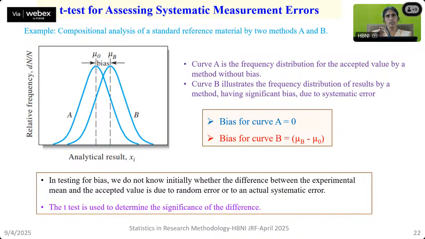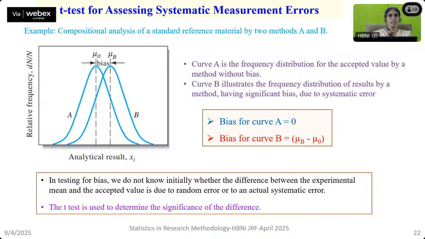Whereas in curve B, you will see that there is a positive shift in the value. So bias is there, which has a positive magnitude. That is nothing but the difference between mu B and mu zero. So curve B has systematic error, whereas curve A does not. You can make this out just visibly by seeing the curve.